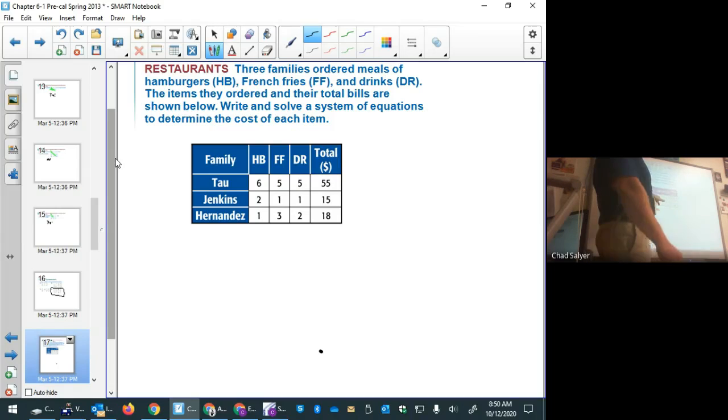You know what that tells me? Dad ordered 2. I'm not dad, by the way. And their total was $55. Jenkins: 2 hamburgers, 1 fry, 1 drink. Is that just one dude? $15. 1, 3, and 2 for the Hernandez family. So we want to solve this and know the cost of each item. Let the hamburgers be X, French fries be Y, the drinks be Z, and the total, of course, would be the number that they sum to.